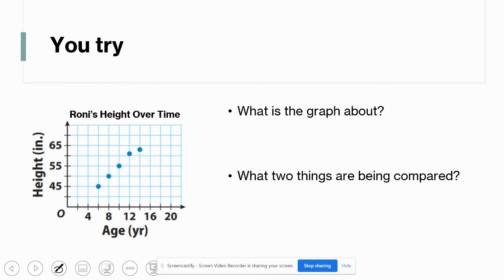Maybe I shouldn't give you guys the answers. We've waited this long. You're like, oh man, is she going to give us the answers? Nope, I'm not. I'm going to see it on your notes when I come back. Psych. Here we go. What's the graph about? It's Ronnie's height over time.